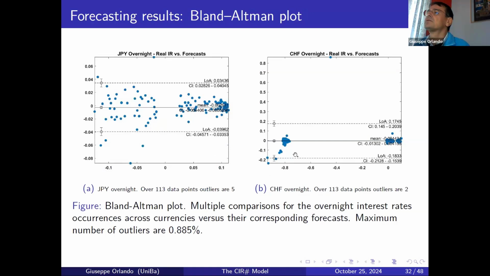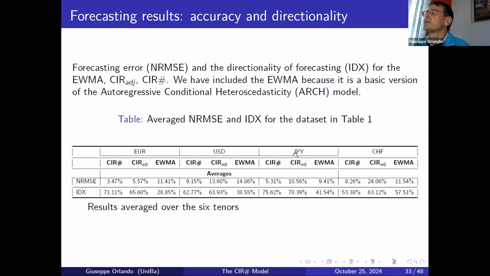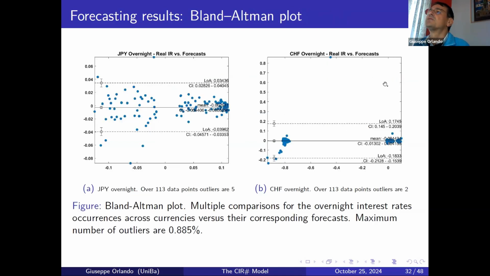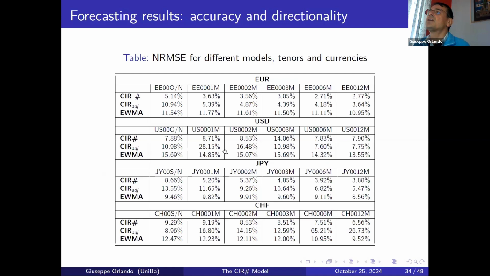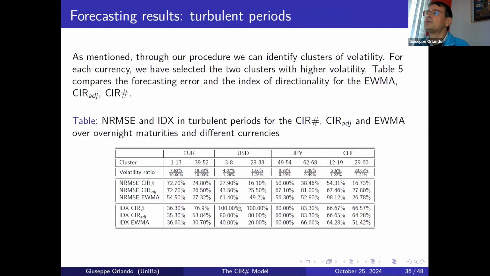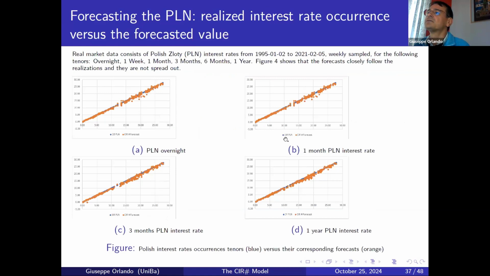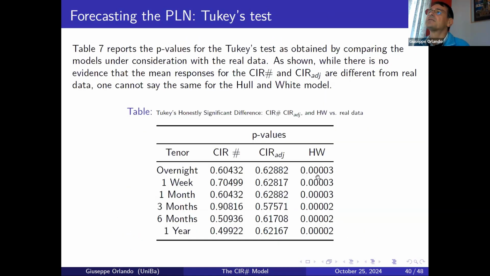Okay, so you can say the same for the yen and for the Swiss franc, where, for example, for the last one, there are just 2 outliers. And then regarding the different measures, well, you can see that here the percentage of success is 71%, 62%, even 75%, and so on. So I don't have time to go into details here, but let me skip this.